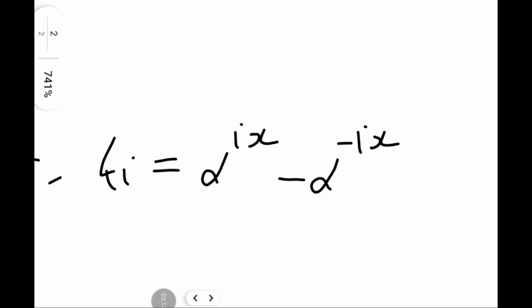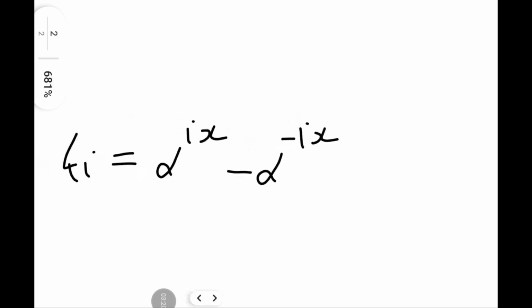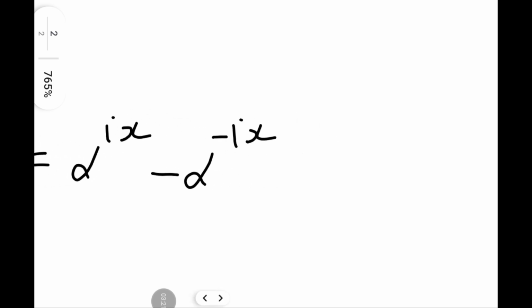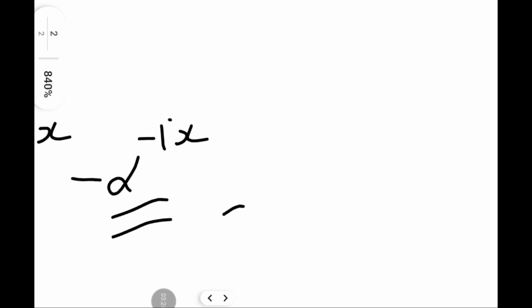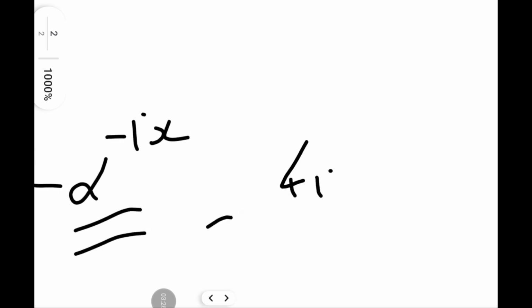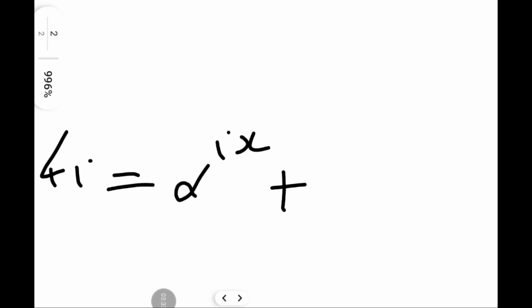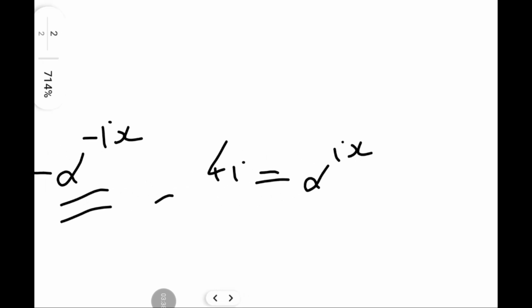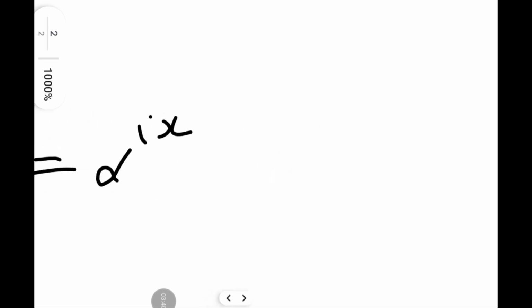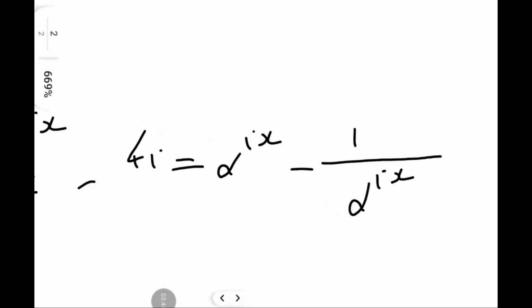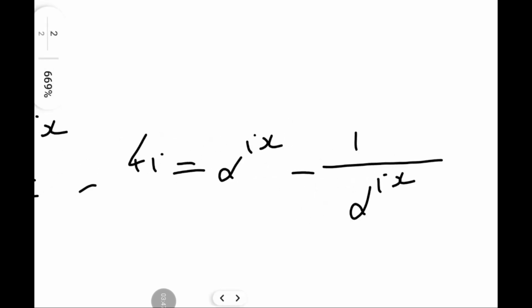Now what we can do is rearrange it. Let us rewrite this part and let's rewrite it out to get it into a clearer format. So 4i is equal to e to the power of ix, and we know, minus, not plus, e to the power of minus ix can be written as 1 over e to the power of ix. Now with this, we can times everything by e to the power of ix.